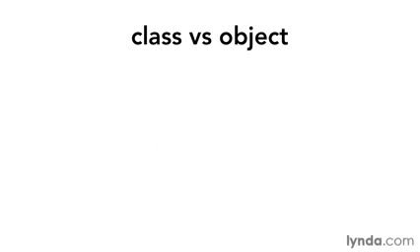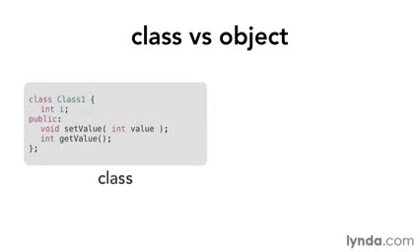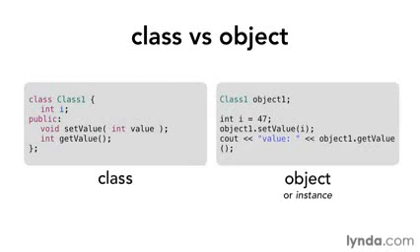First, let's look at the words class and object. The definition of a class, using the class keyword, is the class itself. You can then use the class to declare an object. The object is also called an instance of a class. Sometimes you'll hear the verb form instantiate to describe the process of creating an object.